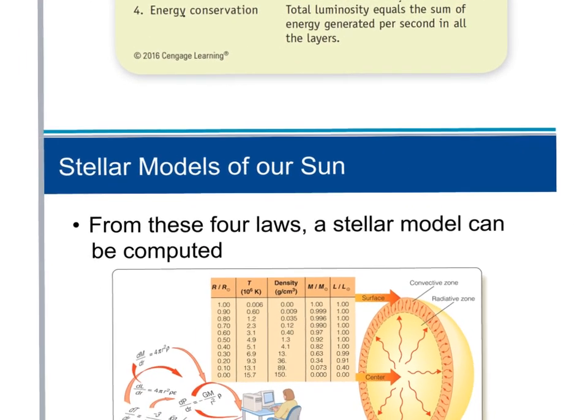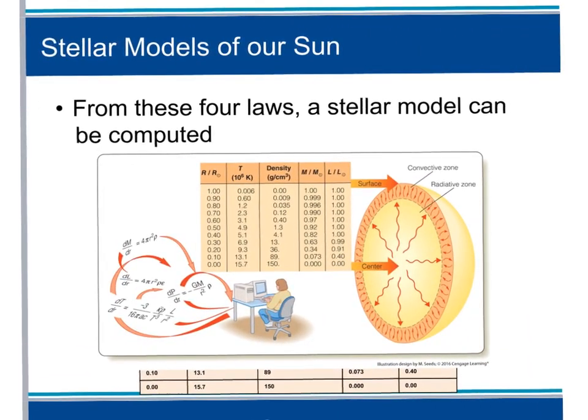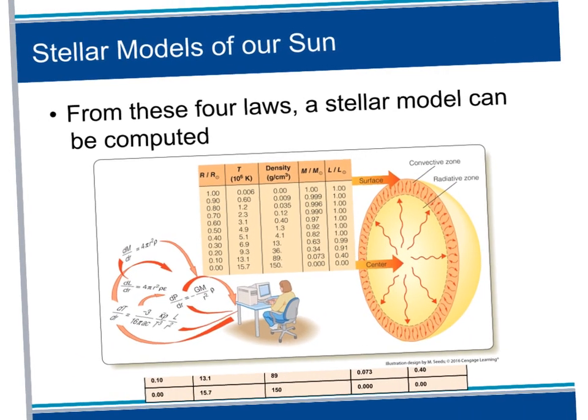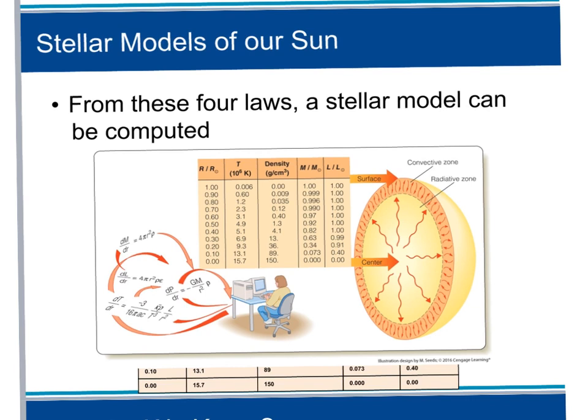So our model of the sun, and all our stars really, from those four laws, astronomers can use all their equations, their radius, their mass, luminosity equations, temperature equations, and they can come up with a lot of numbers that really describe the star.